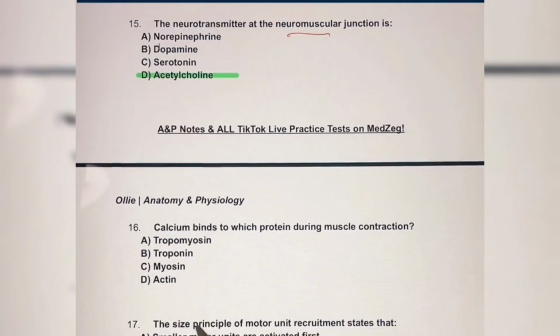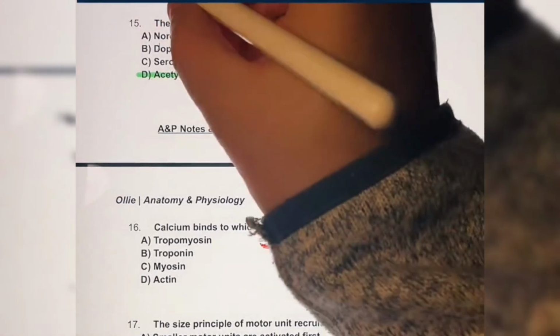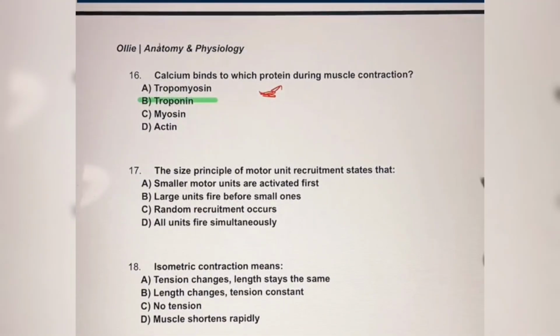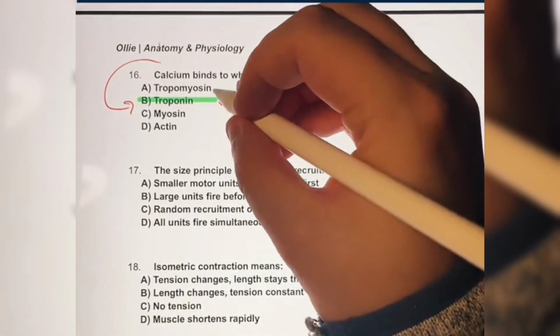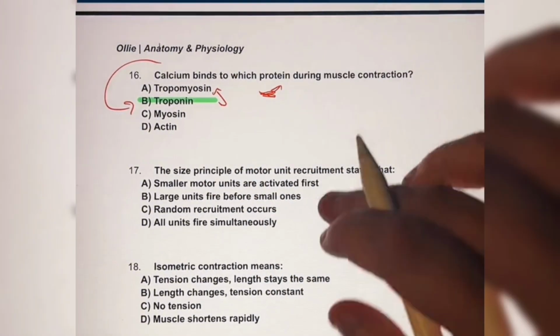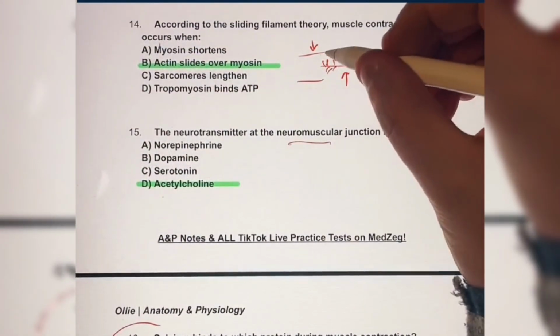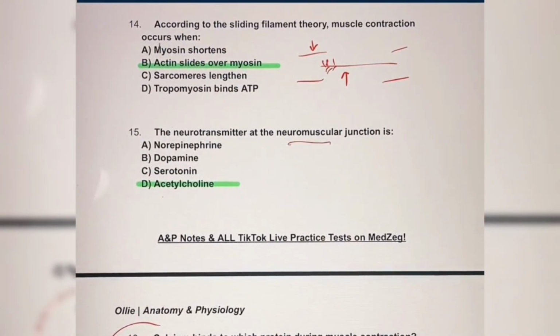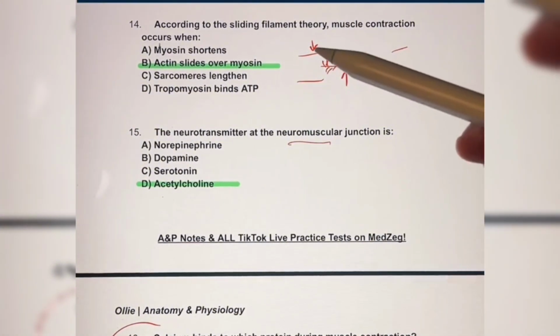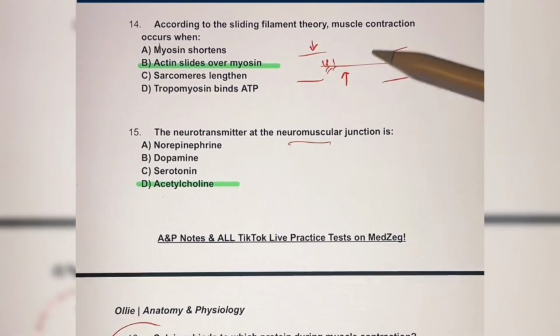But number 16, calcium binds to which protein during muscle contraction? Which one does it bind to? The answer is B. It's troponin. So putting this together, calcium binds to troponin. It removes tropomyosin off of actin active sites. Why is that important? That is important because, like we mentioned up here, myosin heads have to bind to actin, but it can't do that when tropomyosin covers it. So when troponin removes tropomyosin, it's going to allow these myosin heads to bind to actin and pull it towards the center of the sarcomere.